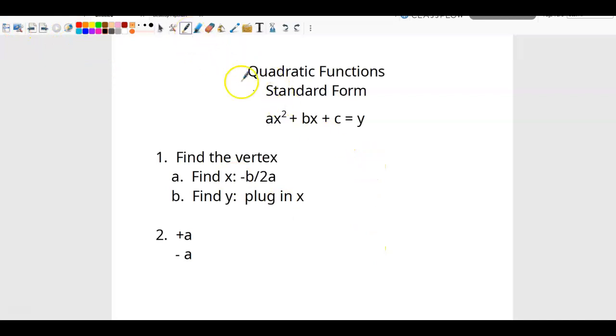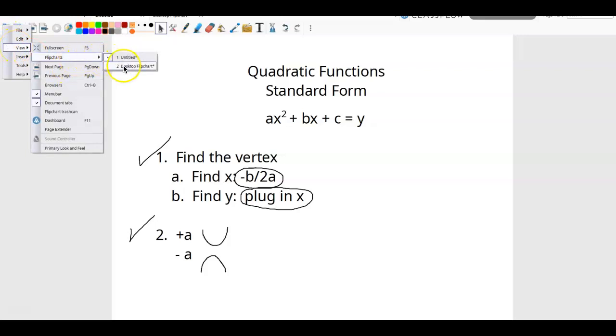So when you're trying to graph a quadratic in standard form, you're going to do the same thing. You're going to find the vertex and decide whether it's a happy face or a sad face. And in the same way, positive a is a happy face and negative a is a sad face. But the difference is in the way you find your vertex. When it's in standard form, you can't just look at it and see it. You have to calculate it. To get the x value, we do -b over 2a. And to get the y value, we simply plug that number into the equation. So that's how we'll go about finding the vertex when we are in standard form.